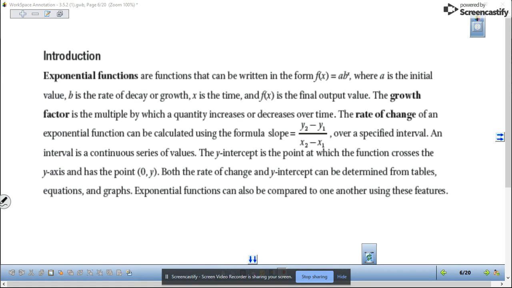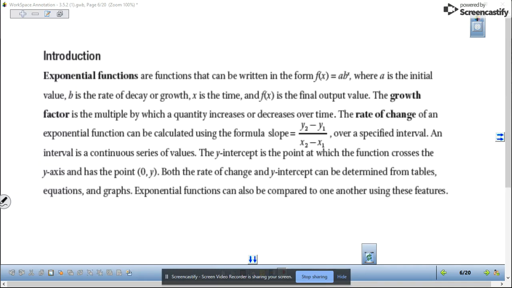All right. b is the rate of growth or decay. x is the amount of time that's passing, usually in intervals of time, not specifically just whatever number it says for time. And f of x is the final output. a is your initial amount. So the growth factor is the multiple by which the quantity increases or decreases over time.